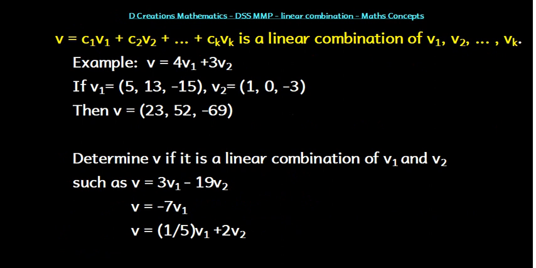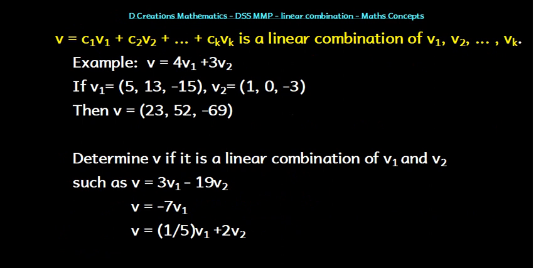Now if you want to combine them, how will you do it? You just have to concentrate on the respective components. When you want to get the first component of the vector v, you have to multiply the first component of v1 with 4. That means 5 is multiplied by 4. And the first component of v2 is multiplied by 3. That means 1 is multiplied by 3. So what do we get? 5 into 4 and 1 into 3. What does it give you? 20 plus 3, 23. That's how you get the first component.